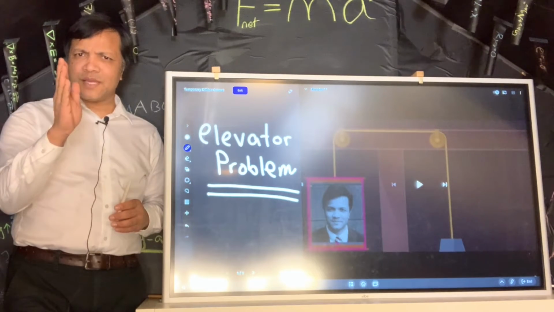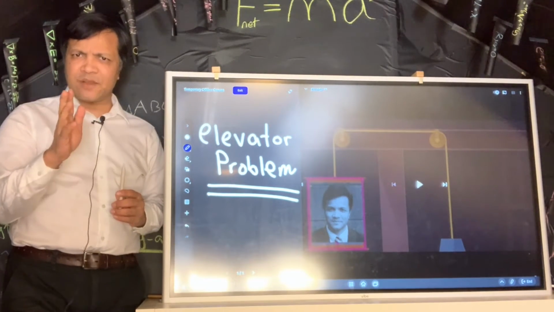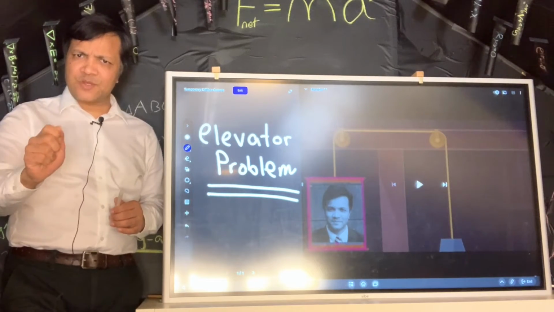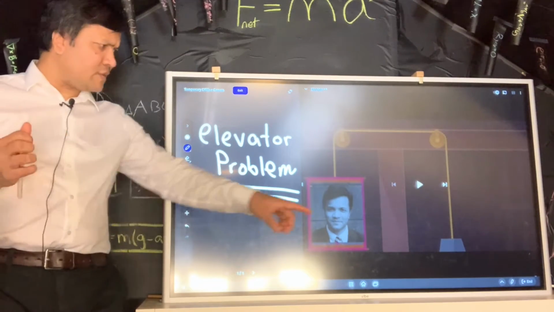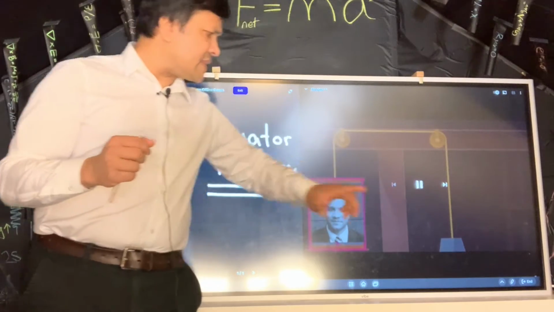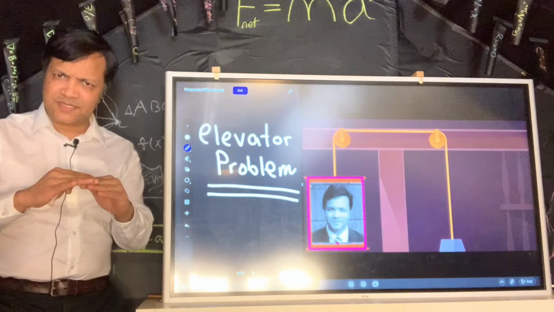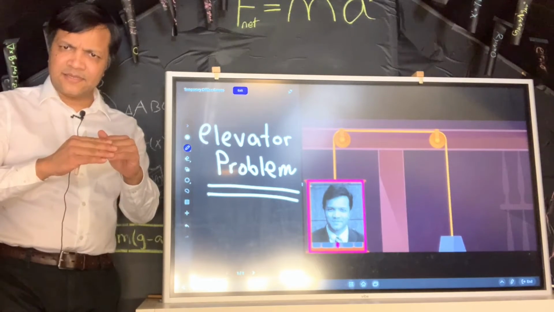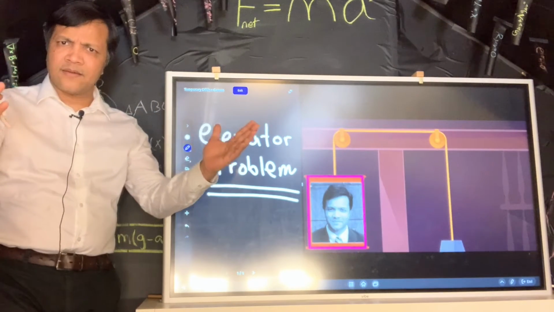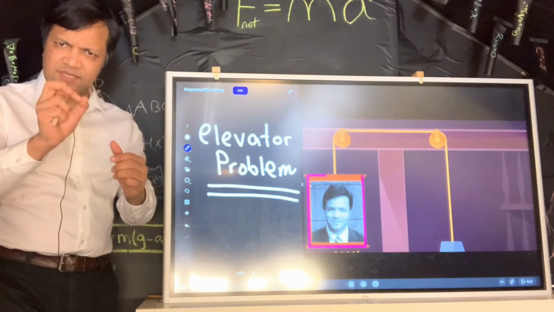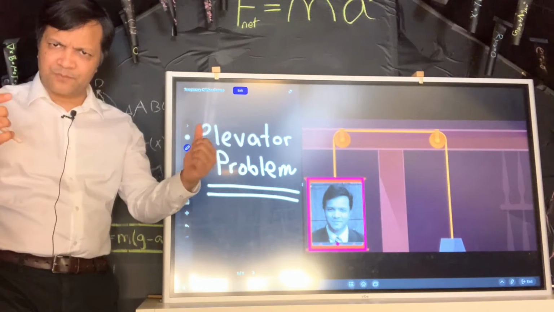Today we'll do an elevator problem to understand 4 different scenarios. Scenario number 1: if a person goes inside an elevator, the elevator is at rest, and the person is standing on a scale, then the apparent weight loss or gain would be 0.